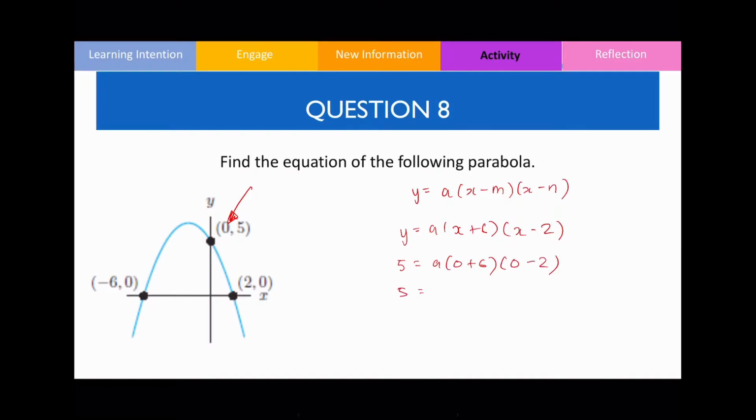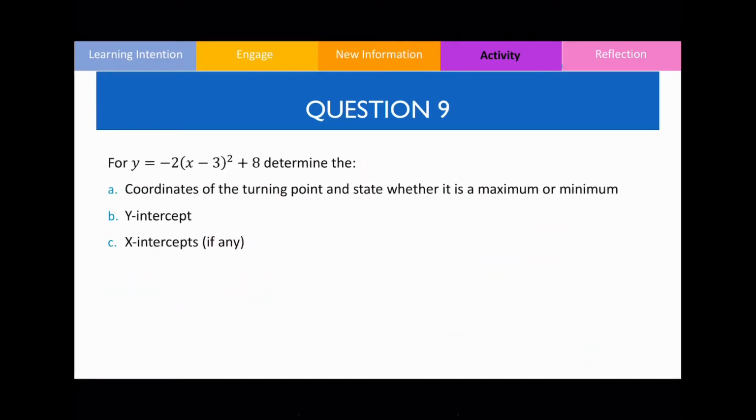5 is equal to 6 times negative 2, which is negative 12, so negative 12a. a is therefore equal to negative 5 on 12. Therefore your final equation is going to be y is equal to negative 5 on 12 (x plus 6), sorry, (x minus 2).